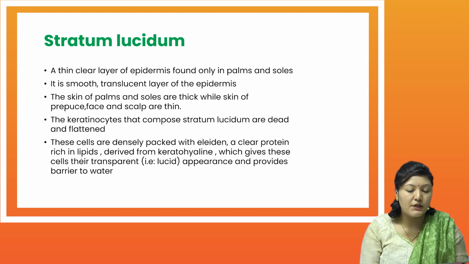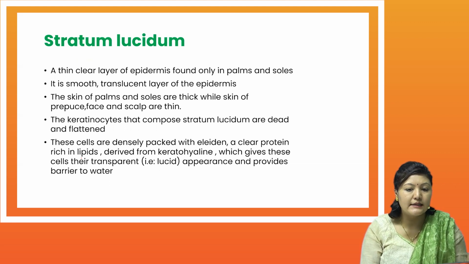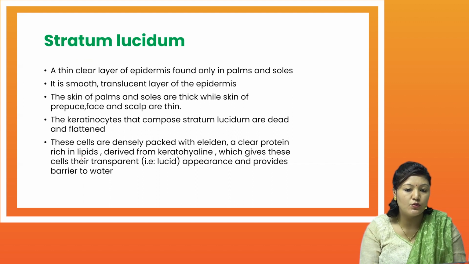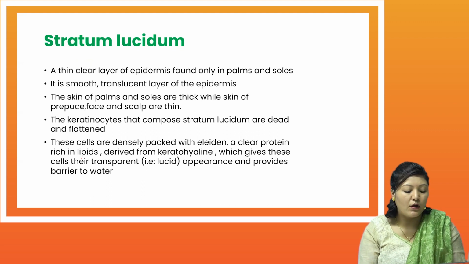So in those areas, stratum lucidum is not present. The stratum lucidum is made up of keratinocytes, and they are dead and flattened cells. These keratinocytes are densely packed with eleidin, a clear protein rich in lipid. They are derived from keratohyalin, which gives them a transparent appearance, so its name is lucid. It provides a great barrier to water because our palms and soles are frequently exposed to friction, water and detergent. So to protect our skin from all these chemicals and detergent, it needs to be thick. So it is a densely packed structure, and it is found in palms and soles only.